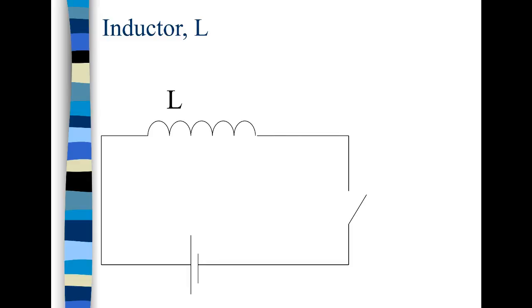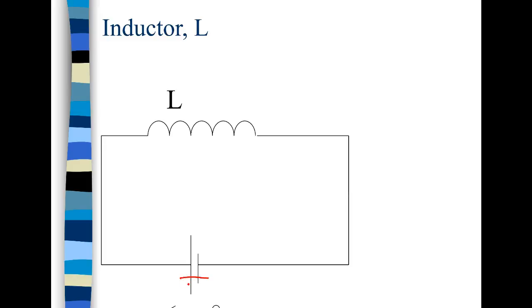So what does a circuit look like that has an inductor? Well, you have your inductor, and then you also have a voltage source and some sort of a switch. We're going to keep it really simple, but the question is, what happens when we first close the switch? Because initially there's no current.